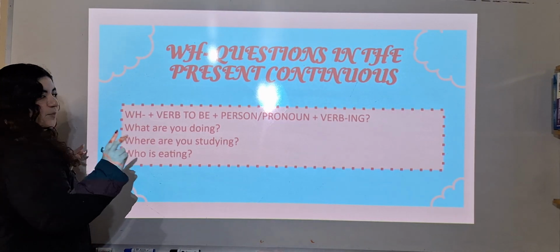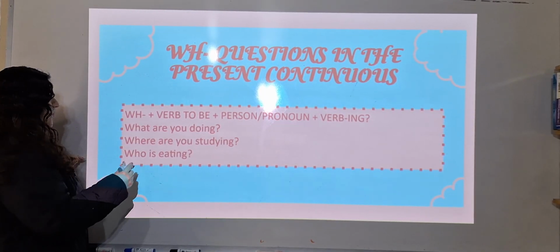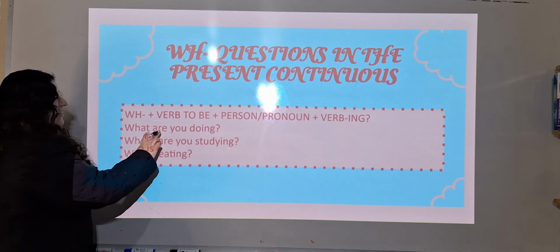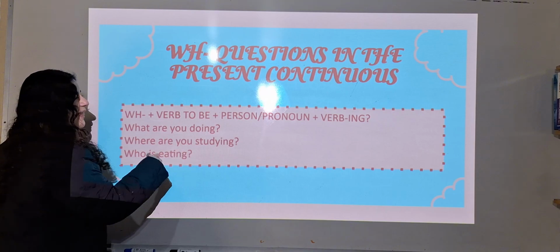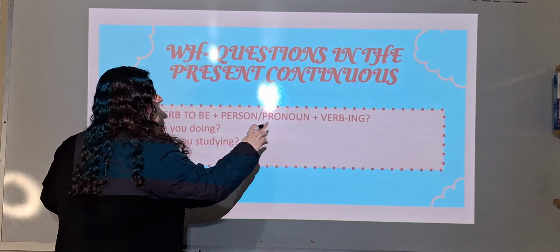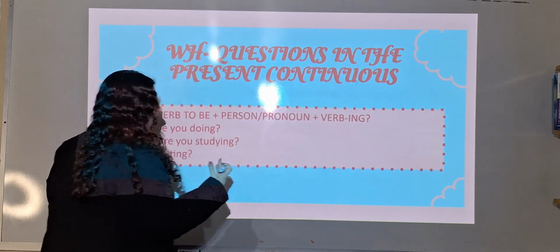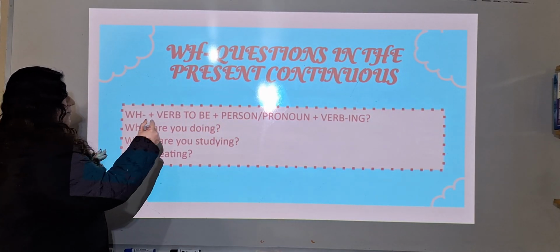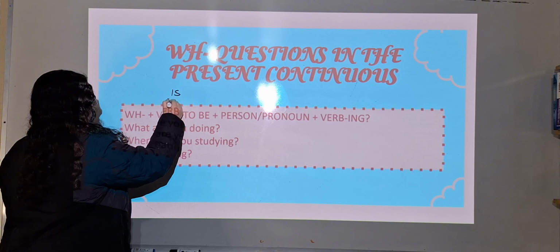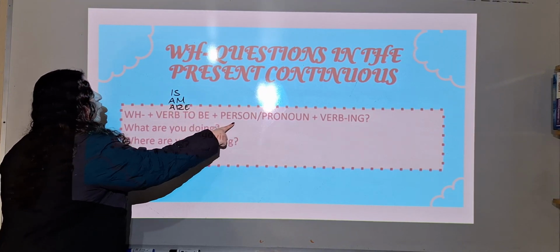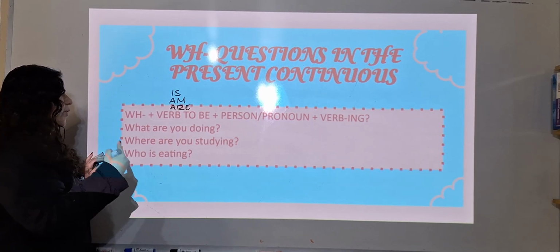So the formula or the structure that we're going to follow is to use the WH question first, then the verb to be, then the person or the pronoun that we're talking about, and then the action that we're asking about. Remember that our verb to be has 3 forms, and we're going to be changing it depending on the person or the pronoun that we're using.